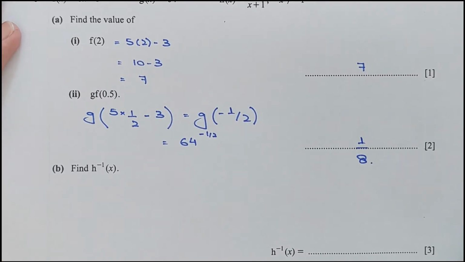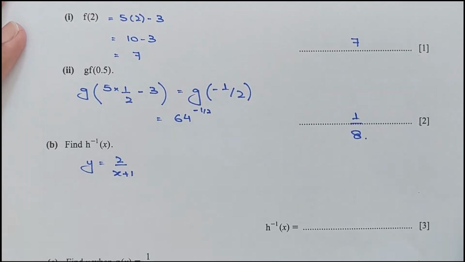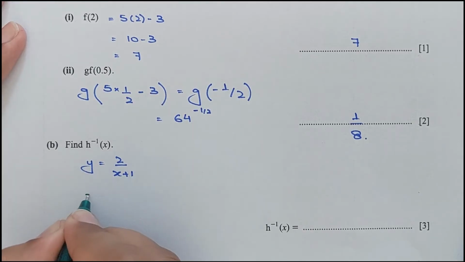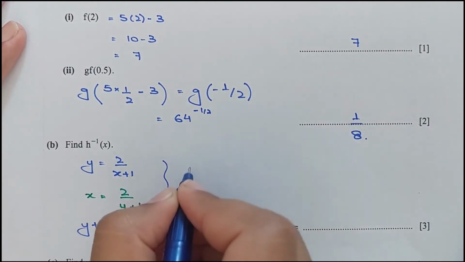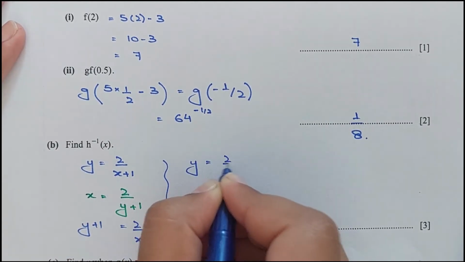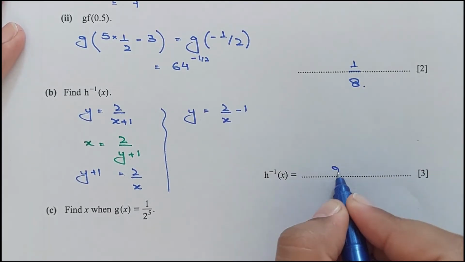Now for part B, find h inverse of x. For h inverse of x, you have to put y equals h of x. Switch the variables. x equals 2 over y plus 1. Do the cross multiplication. We have y plus 1 equals 2 over x, and from here y equals 2 over x minus 1, which is h inverse of x.